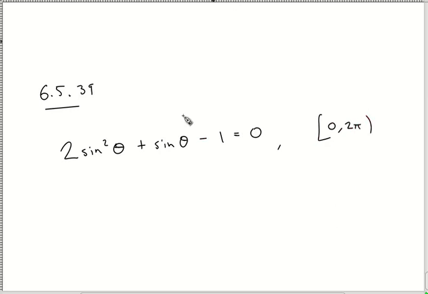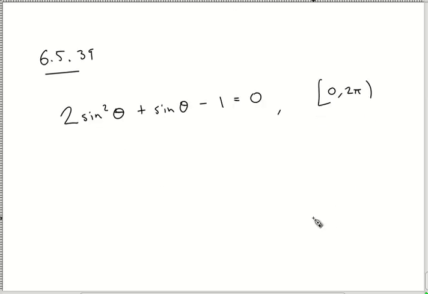Okay, there we go. So, solve for theta. Now, this is a quadratic. What is a quadratic? Well, it's kind of like saying 2x squared plus x minus 1 is equal to 0. And so we're solving for x, kind of. And that's totally fine if you want to do that. I don't mind.